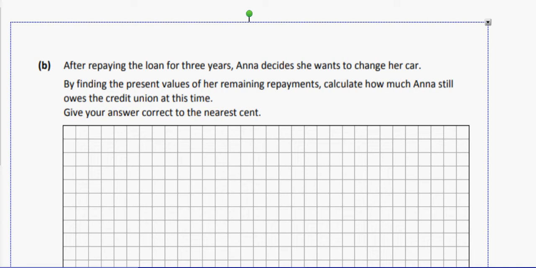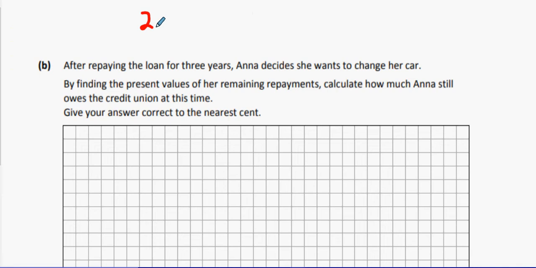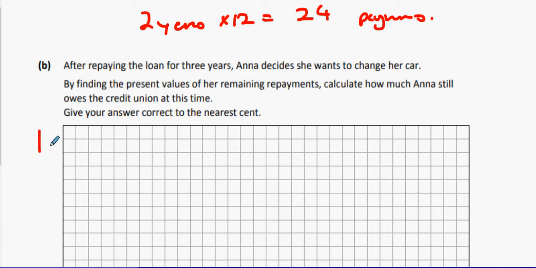So, she has 2 years of payments left. So 2 years by 12 is 24 payments. She has 24 payments left. Okay. So, she decides she wants to change her car by finding the present value of her remaining repayments. So all these payments are made in the future, right? So, in 1 month's time, there will be a repayment.